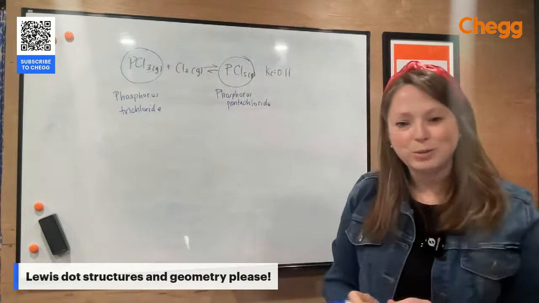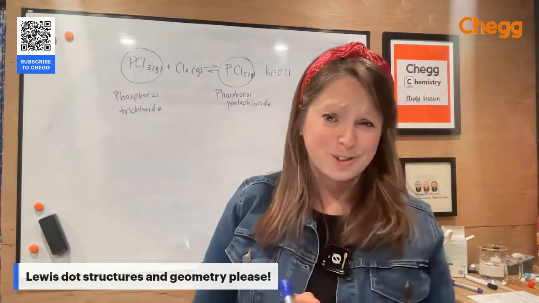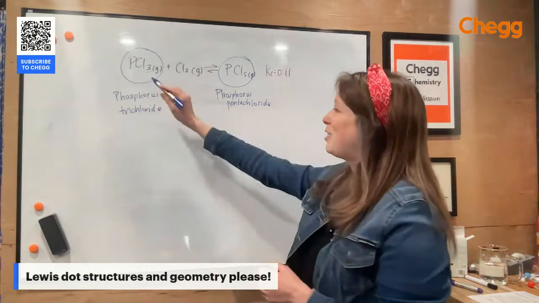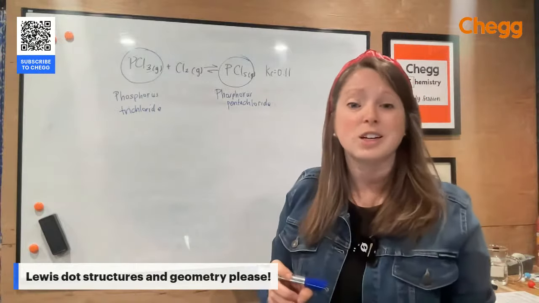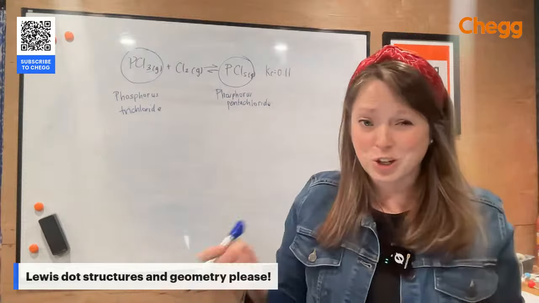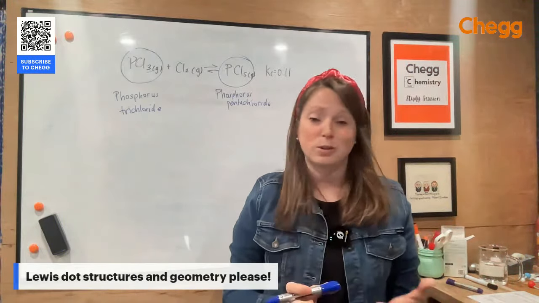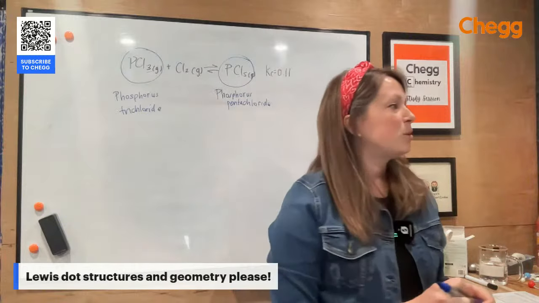All right, when drawing Lewis dot structures, and if you're trying to predict geometry, I'm sorry, but you have to draw those Lewis dot structures. You're going to count the total number of valence electrons in each of your compounds first. This is going to serve as a way to double check your work, and it's also going to help you if you're trying to figure out double or triple bonds, things like that. So let's go ahead and do that.